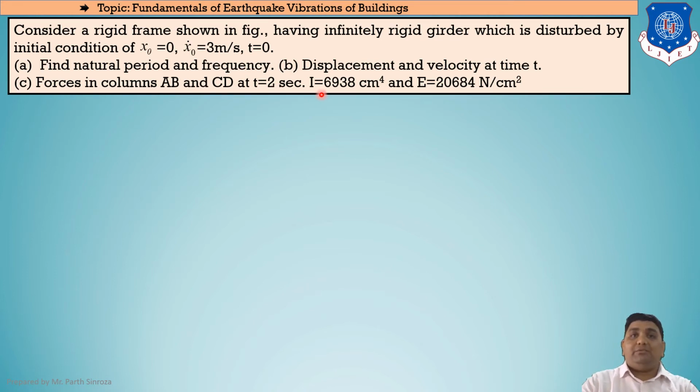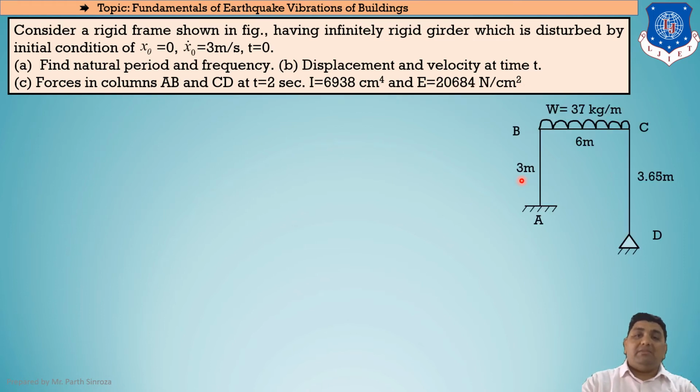The inertia of the columns is being given as 6938 centimeter raised to 4 and the E, that is our modulus of elasticity, is given as 20684 Newton per centimeter square. And here is the beam that is being given in the question, that the column AB is of fixed condition having 3 meter length. BC is the beam of 6 meter long having a load, or you can say UDL, of 37 kg per meter. And support D is hinge support and the length of column CD is 3.65 meter. This is the figure that is been prescribed in our question.